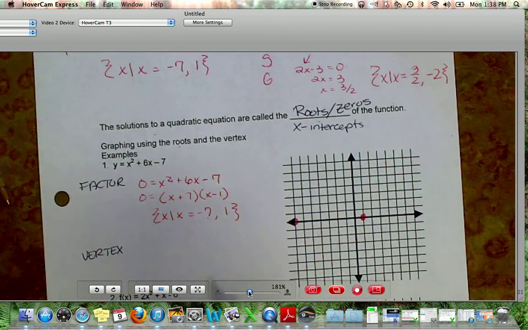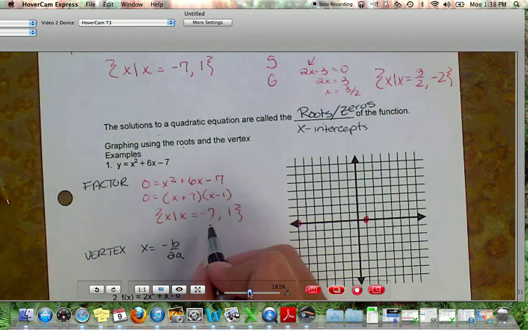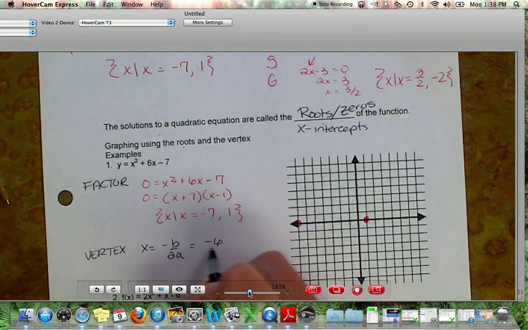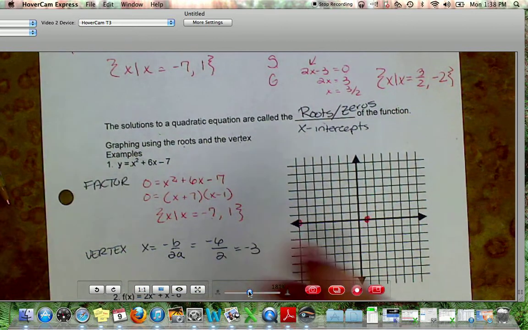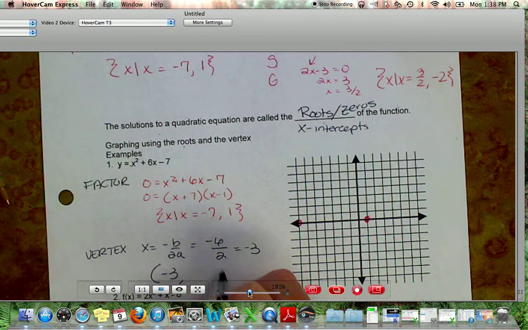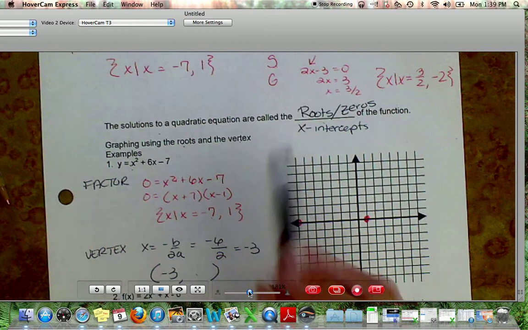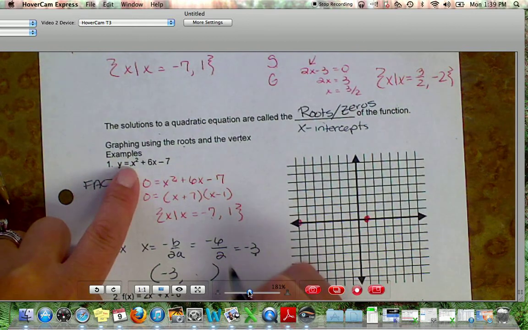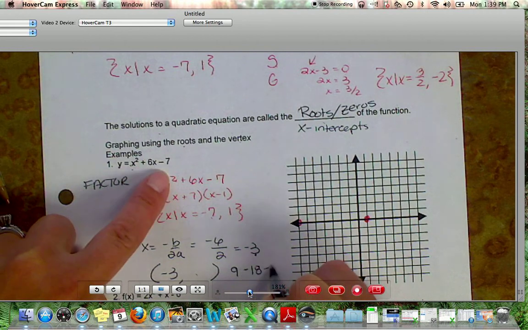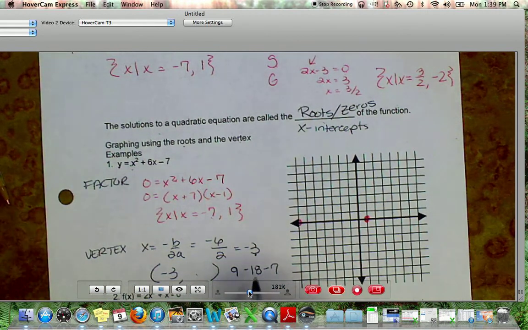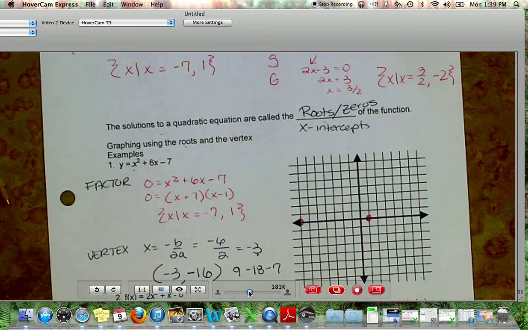The vertex is going to be -b over 2a, which we've been doing for a couple days now. So that would be -6 over 2 times 1, which is 2. So we get -3. Now that's only half the vertex. Remember, we have to plug in -3 into the equation to find the other half. So -3 squared would be 9, and 6 times -3 would be -18 minus 7. 9 minus 18 would be -9, minus 7 is going to be -16.